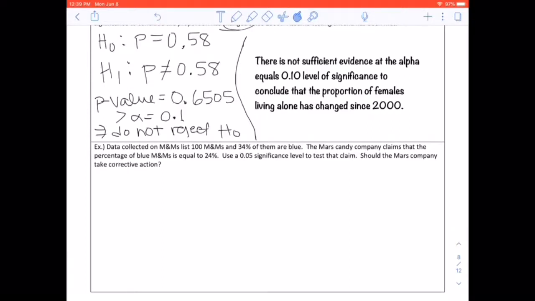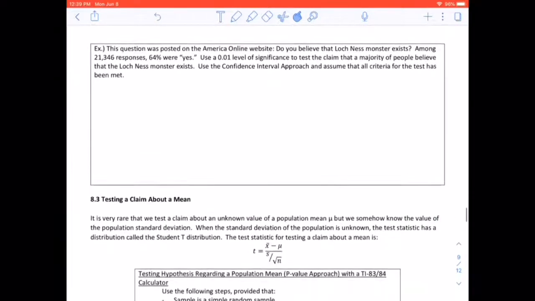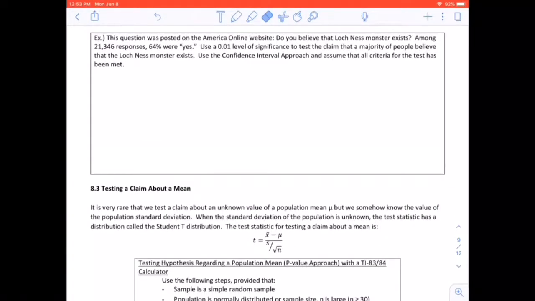So the next example that we have, I'm going to go ahead and circle that one, and we will go ahead and work that one out together in class. And we have another one on the next page. This question was posted on the America Online website. Do you believe that the Loch Ness Monster exists? Among 21,346 responses, 64% were yes.